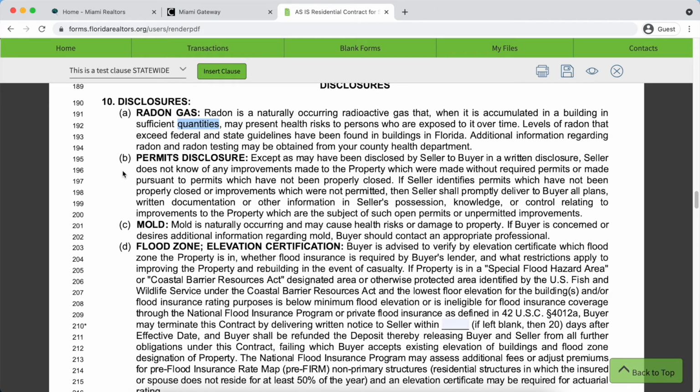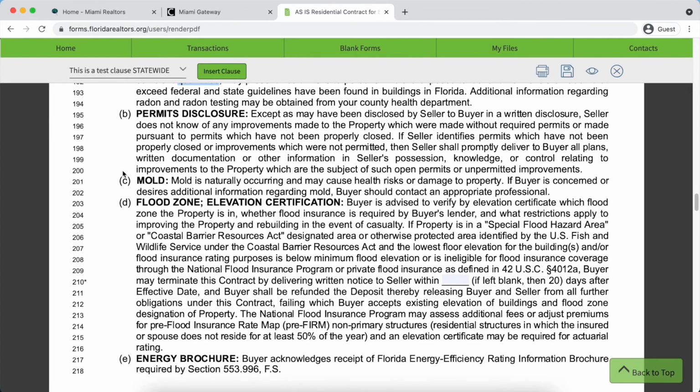B, permit disclosures. The seller is responsible for helping you resolve and close out any open permits or improvements, or disclosing that. So please read that permit disclosure paragraph and make sure that you understand it.